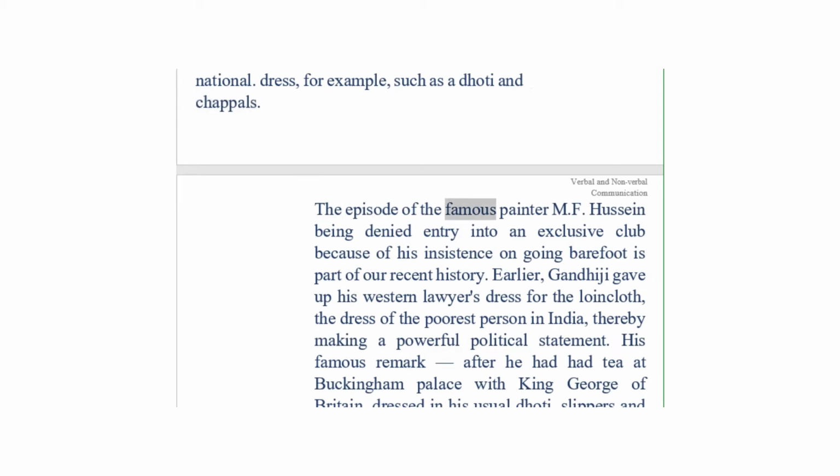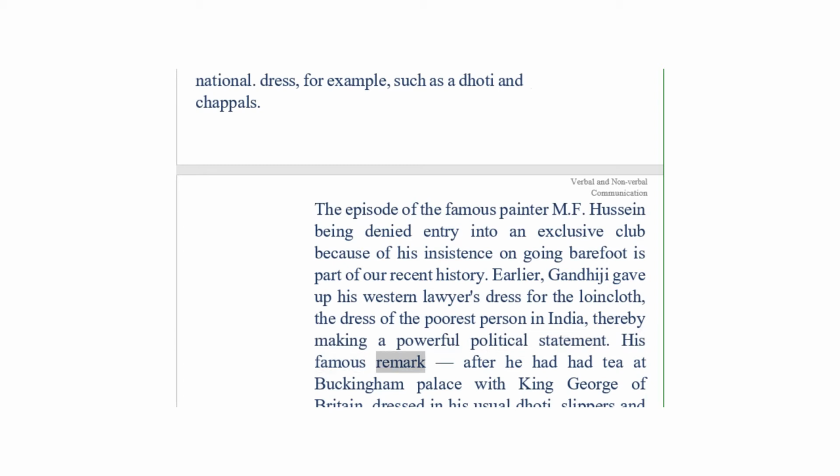The episode of the famous painter M.F. Hussain being denied entry into an exclusive club because of his insistence on going barefoot is part of our recent history. Earlier, Gandhiji gave up his Western lawyer's dress for the loincloth, the dress of the poorest person in India, thereby making a powerful political statement.